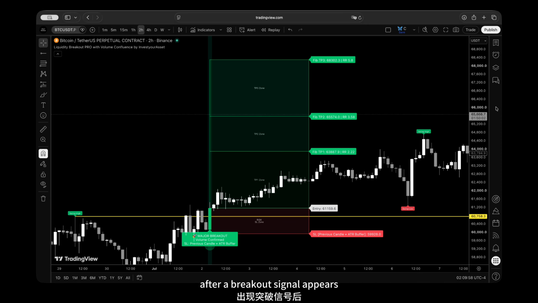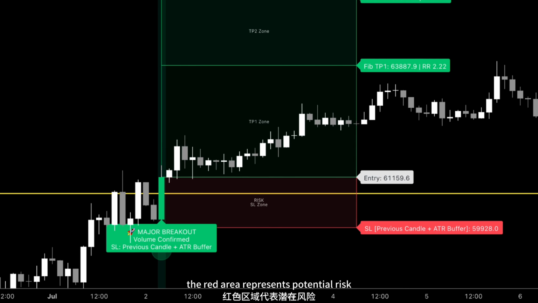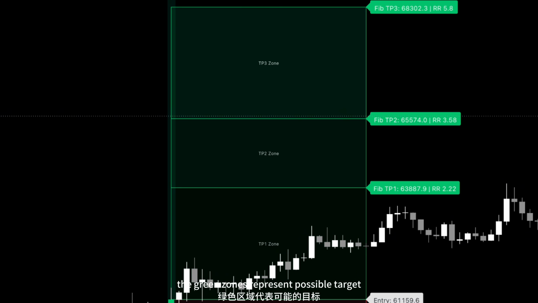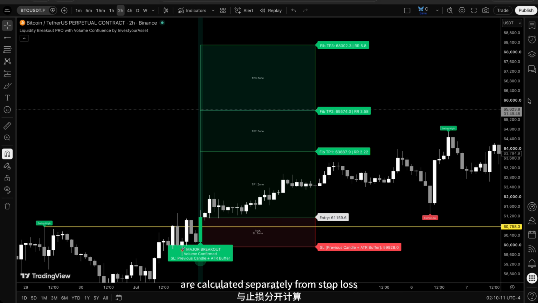After a breakout signal appears, the indicator does not stop at showing an entry point. It automatically creates a complete trade structure. The red area represents potential risk. The green zones represent possible target areas based on Fibonacci expansion. One interesting design choice is that targets are calculated separately from stop loss. This means increasing the stop distance does not automatically create unrealistic profit targets.